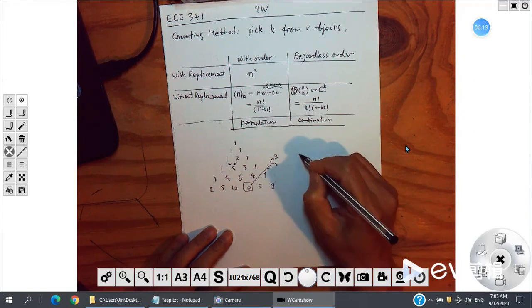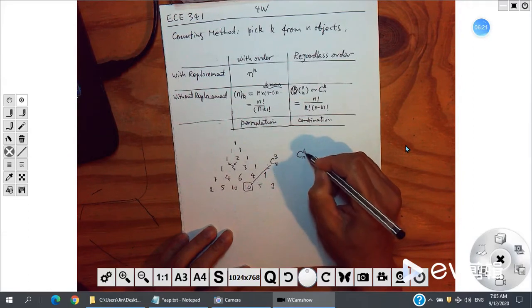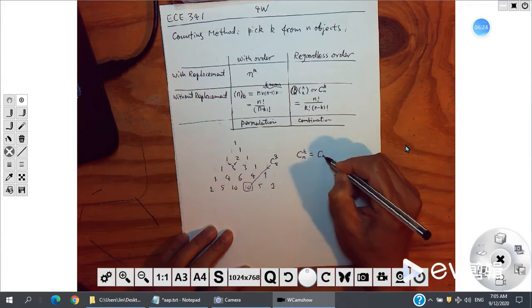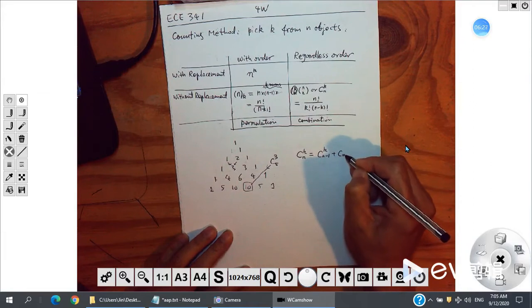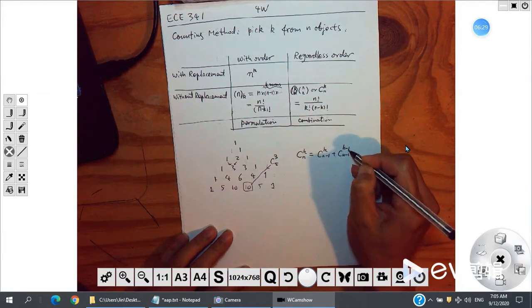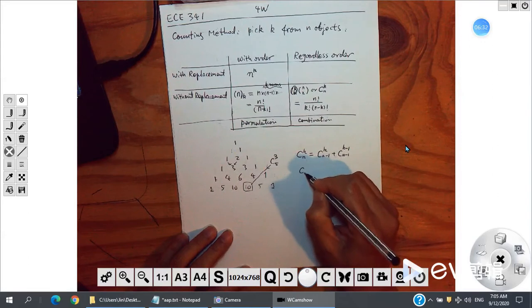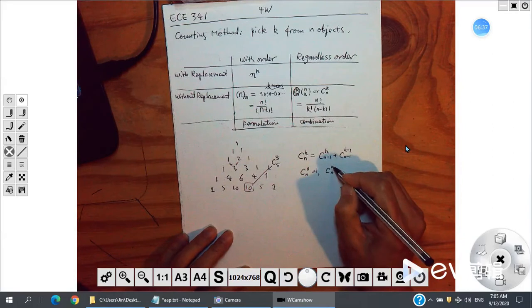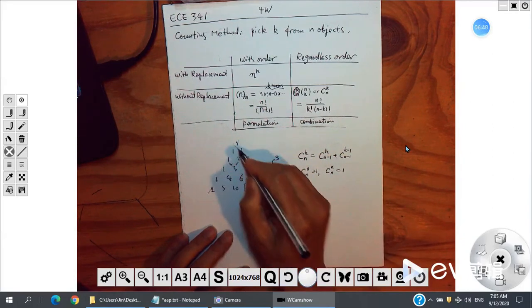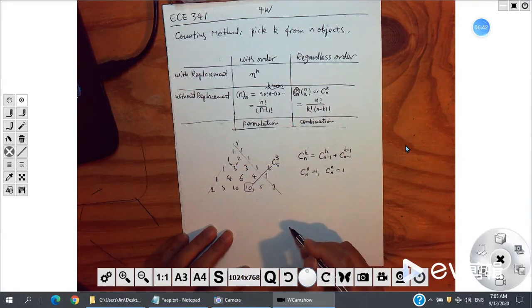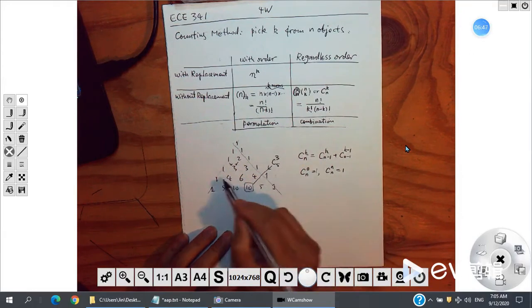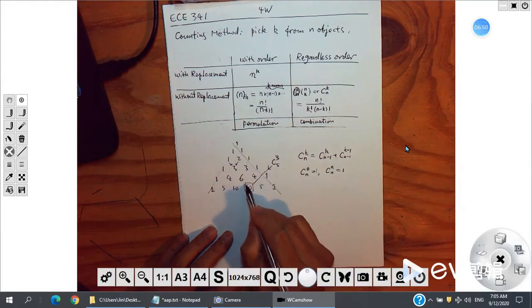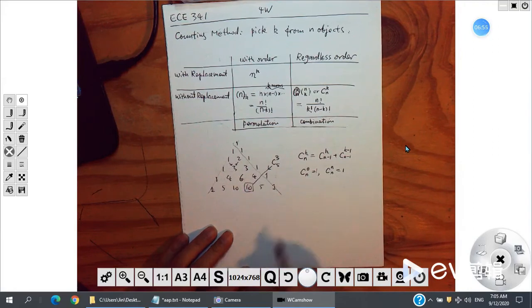So in general, C n choose k equals C n minus 1 choose k plus C n minus 1 choose k minus 1. And C n choose 0 is 1, and C n choose n is also 1. So these two lines are 1s. And in the middle, for the values, you can use the two numbers above this location. Sum these two numbers and you have it. So you can calculate it this way.